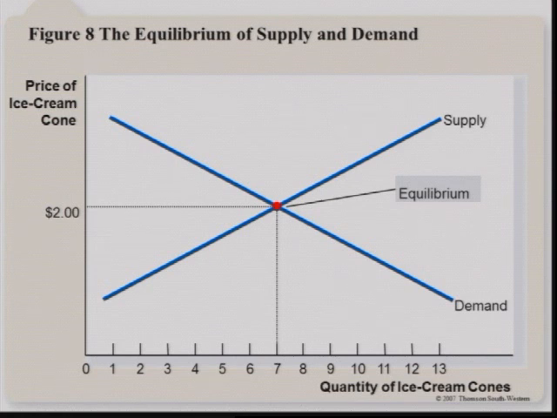Okay, at this equilibrium, I told you it's really easy to find it. It's right where they intersect. If I ask you, what's the equilibrium quantity? You find where they intersect, and you go straight down to the quantity axis. So in this case, it is 7 ice cream cones. If I ask you about the equilibrium price, you find the equilibrium, and you go straight across to the price axis. That's $2. The equilibrium price is $2. The equilibrium quantity is 7. Everybody see how to do that?